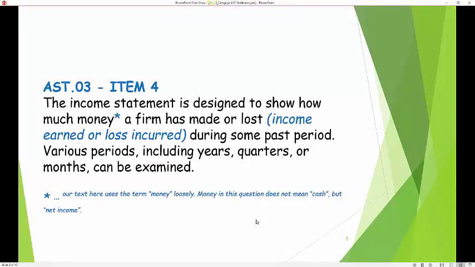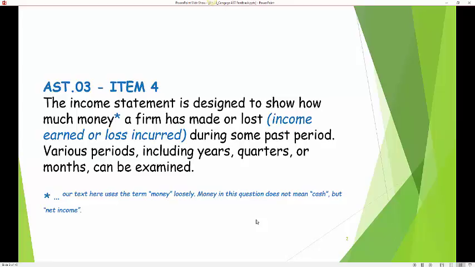The income statement is designed to show how much money a firm has made or lost, or to put it another way, income earned or loss incurred during some past period. Various periods, including years or quarters or months, can be examined. In this question, the text uses the term money very loosely. In this question, money does not mean cash, but net income. In which case, this statement is true.